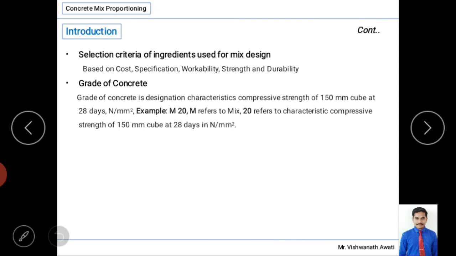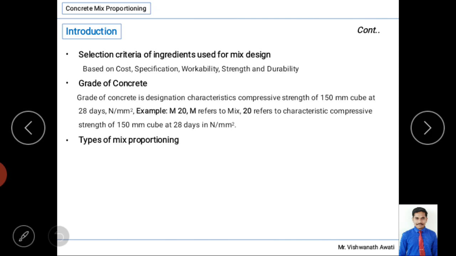For example, you can see M20 grade, M40 grade, M85 grade. Here, if you get M20, M indicates the mix and 20 indicates the characteristic strength of a 150 mm cube of concrete after 28 days of curing, right? So 20 N per mm square is the characteristic strength. That's what is indicated by M20.